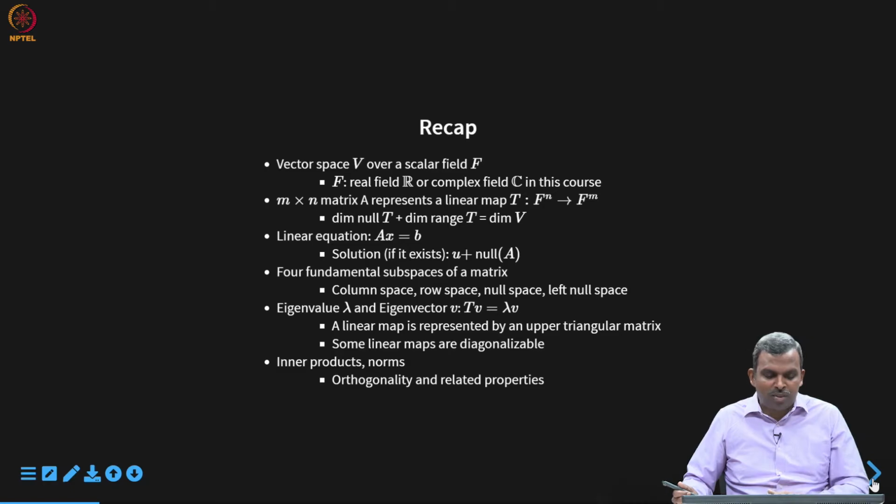Okay, a quick recap. We've seen all of this before. What we saw in the previous lecture was this notion of inner products and norms and orthogonality and related properties, and very nice results based on inner products and norms, particularly the Cauchy-Schwarz inequality, a very nice inequality which relates inner products and norms.